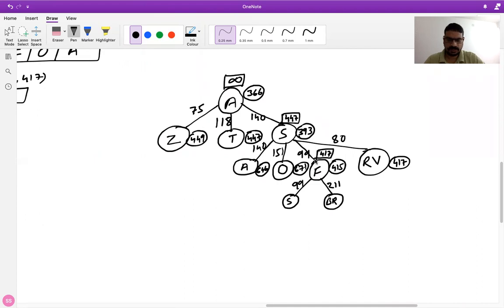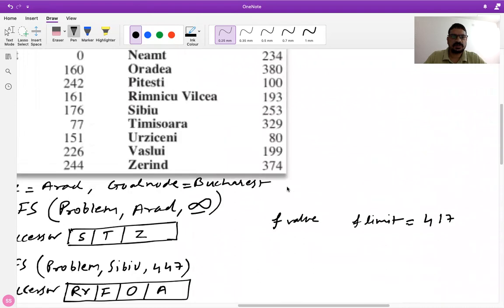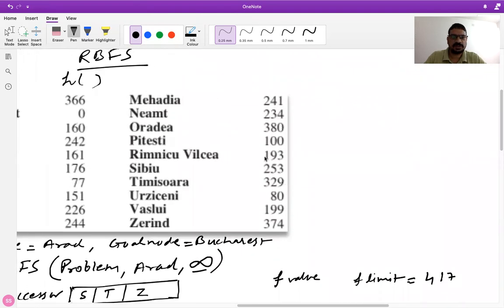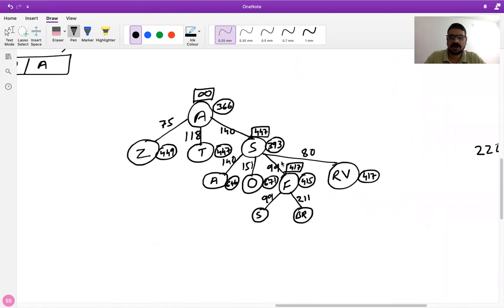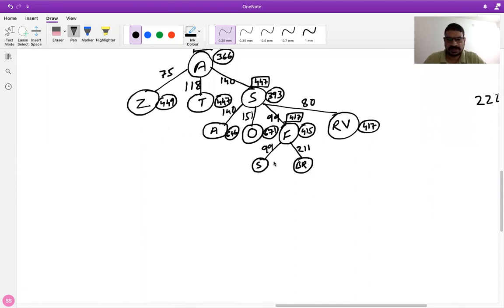140 plus 99 plus 99 will be 338, plus the heuristic value for Suboi. The heuristic value for Suboi is 253. Now it is coming to 591. Is 591 greater or 415 greater?